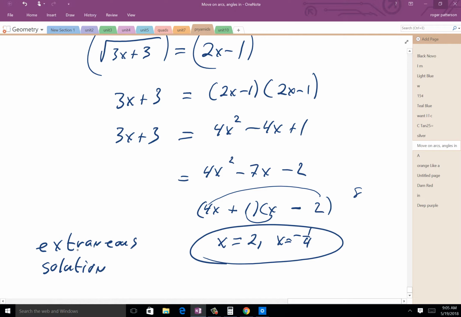So this is E-X-T-R-A-N-E-O-S, let me write a little better for you. They call it extraneous. I don't know why they just don't call it an extra solution. Makes sense? But somebody said, we'll call it an extraneous solution.